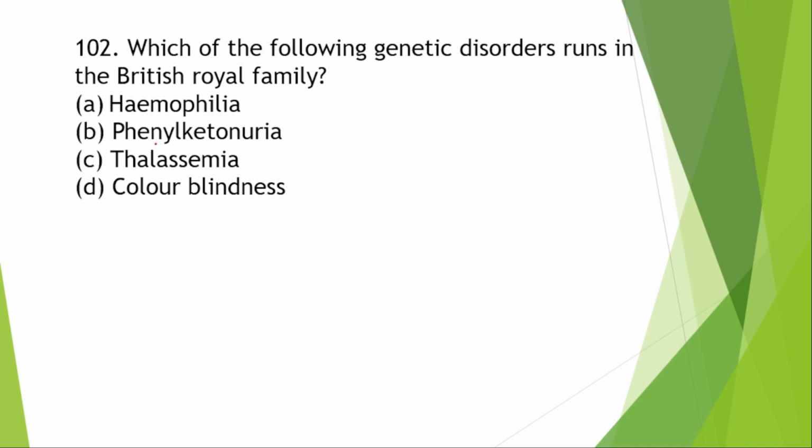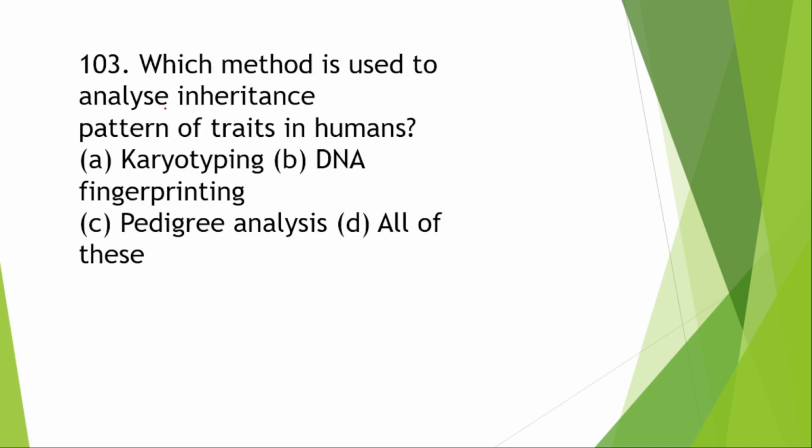Hemophilia, phenylketonuria, thalassemia, color blindness. That is hemophilia. It is also called the royal disease. It is famously known as that.